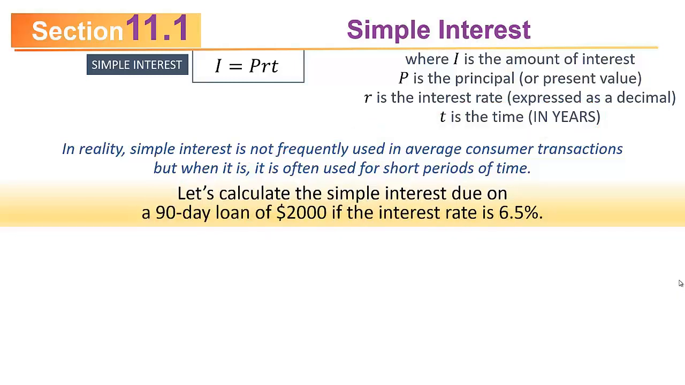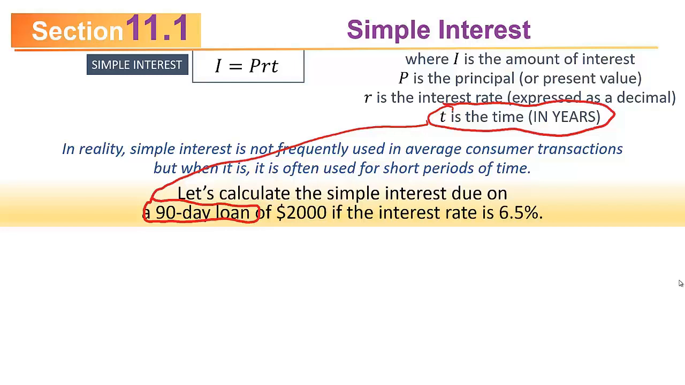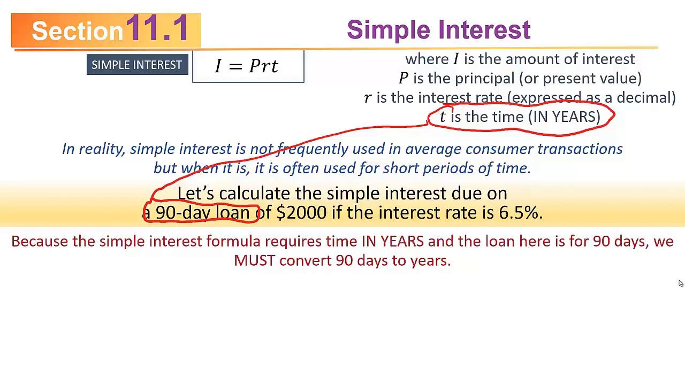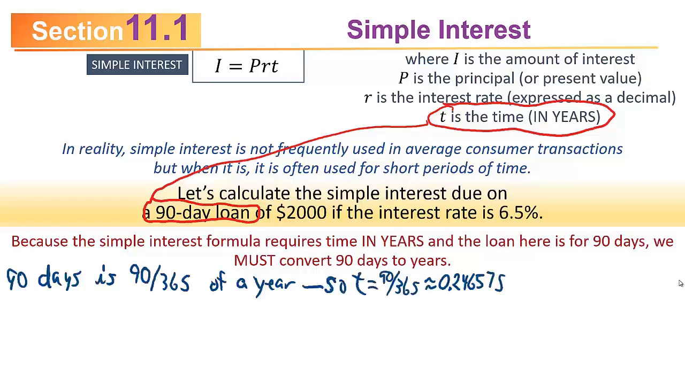How about this? Let's calculate the simple interest due on a 90-day loan of $2,000 if the interest rate is 6.5%. This is a little different. We've been doing years and months. This is a 90-day loan. So you still have to change it to years, but you've got to think a minute. There are 365 days in a year, so 90 days is 90/365ths of a year. On the calculator, that comes out to be about 0.246575. Again, take plenty of extra decimal places. You have to convert it back to years, and if you're doing days, divide by 365.